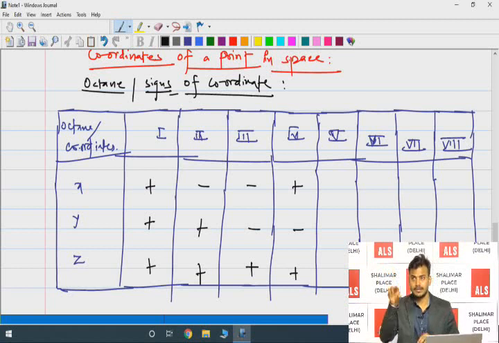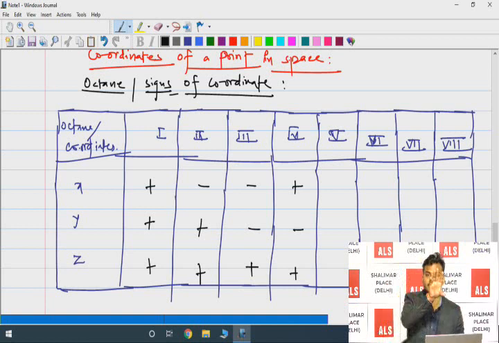Right? This is the first octant. Second is minus x, minus. So here I'll come, right, towards me, upward, but in the left. This is the second octant. I think it is clear, right?